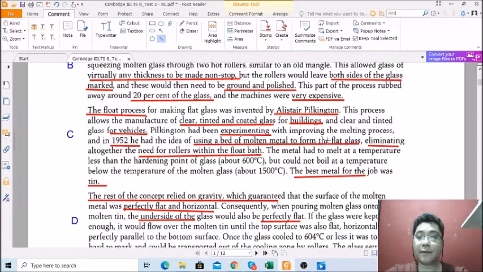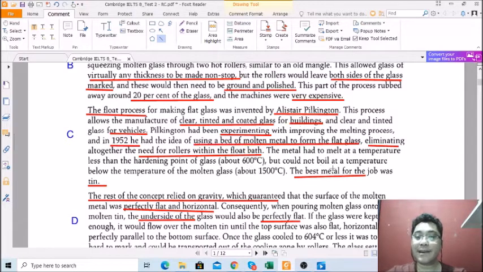Pilkington had been experimenting with improving the melting process, and in 1952 had the idea of using a bath of molten metal to form flat glass and eliminate the float bath. The metal had to melt at a temperature less than the hardening point of glass, but could not boil at a temperature below the temperature of the molten glass. The best metal for the job was tin.